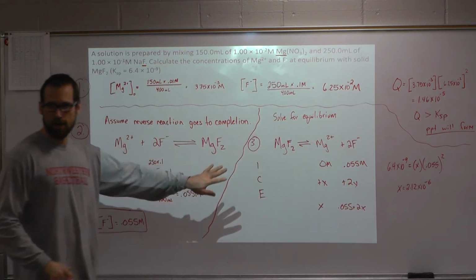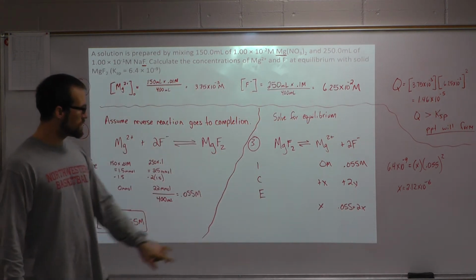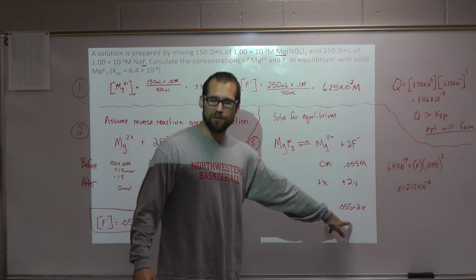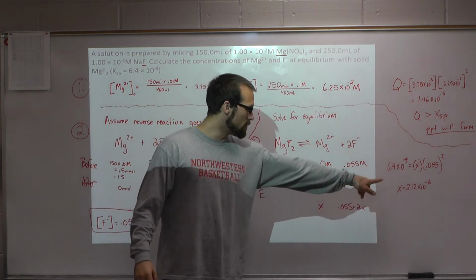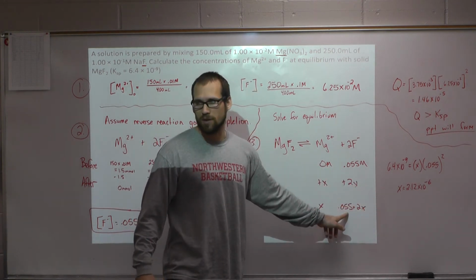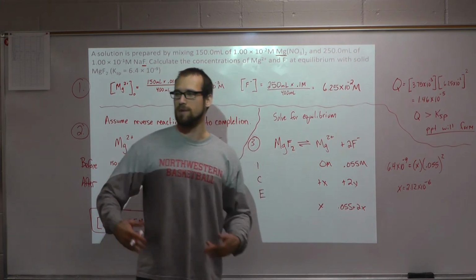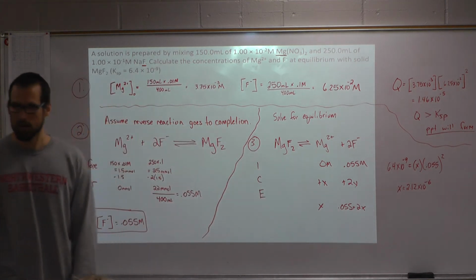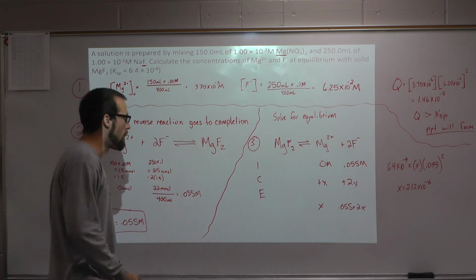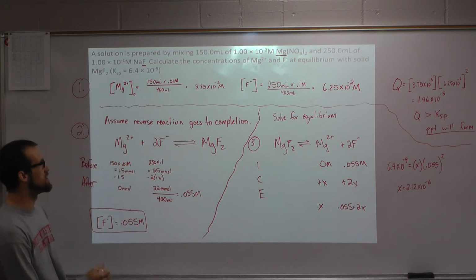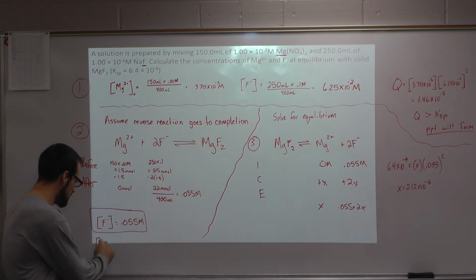So, just to show you here, Andy, now we would take that x, plug it in here to find what the equilibrium concentrations are, but that x is so small that when you add it to 0.055, it ends up being just 0.055. Okay? But we now know the concentration of Mg plus. And it's what?